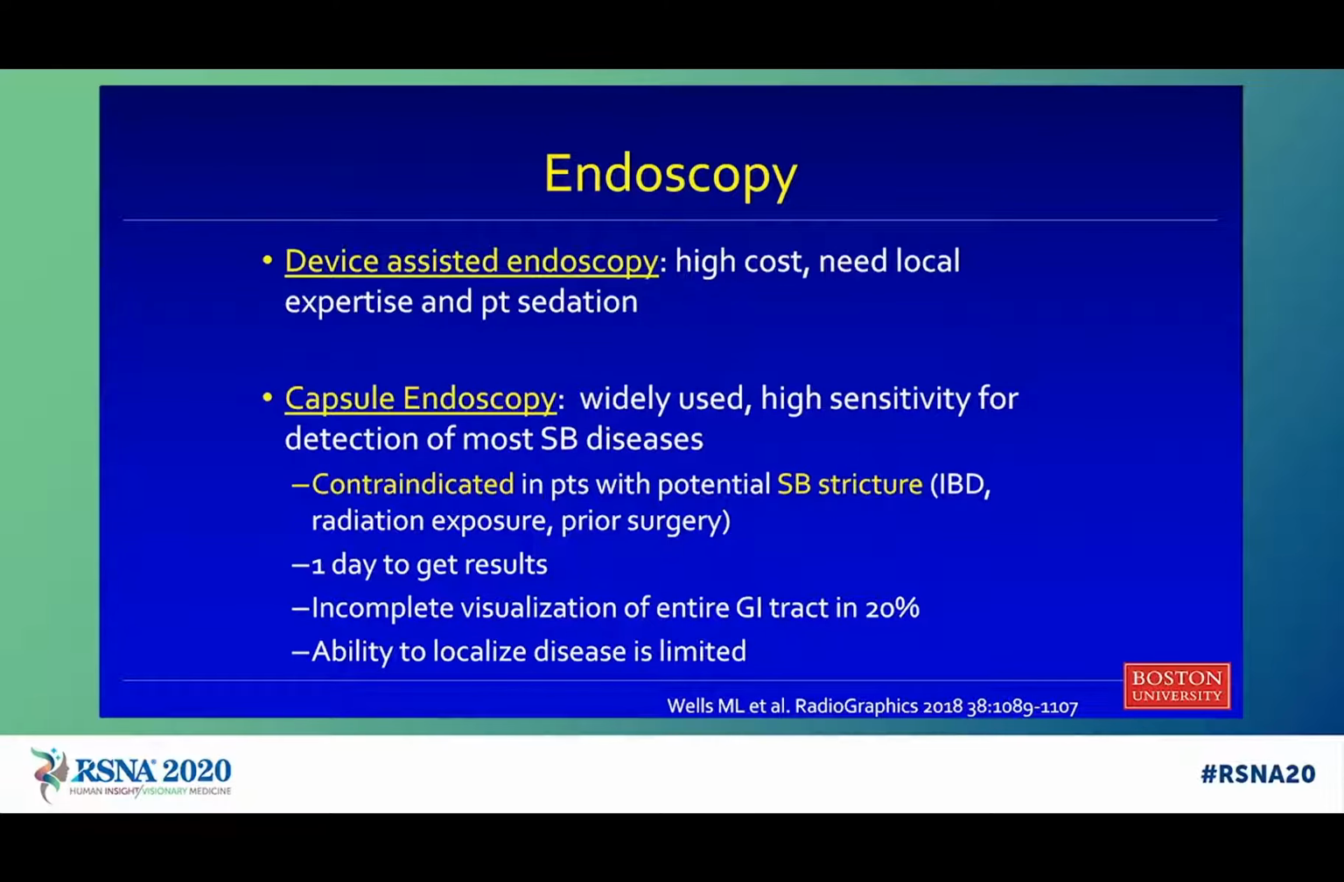Device-assisted endoscopy can be performed to evaluate the small bowel. However, it is high cost. You need local expertise and patient sedation. Capsule endoscopy, while widely used and highly sensitive for detection of most small bowel diseases, is contraindicated in patients with potential for stricture. It takes about a day to get the results. There is incomplete visualization of the entire GI tract in approximately 20% of cases, and it's limited in its ability to localize disease.